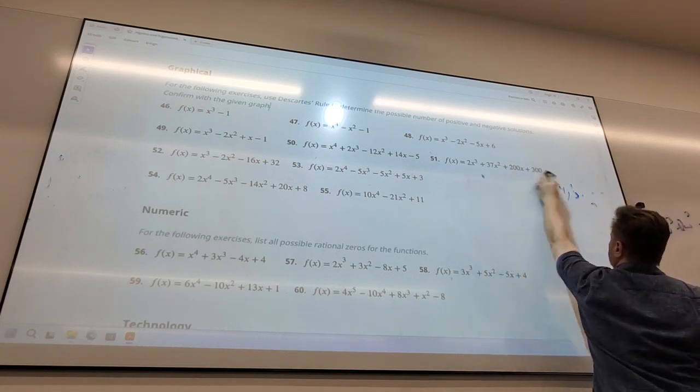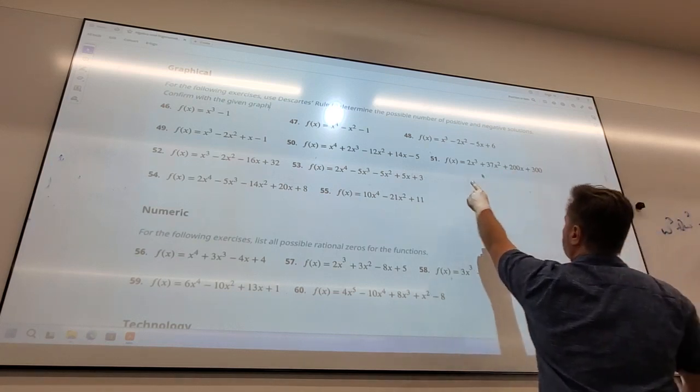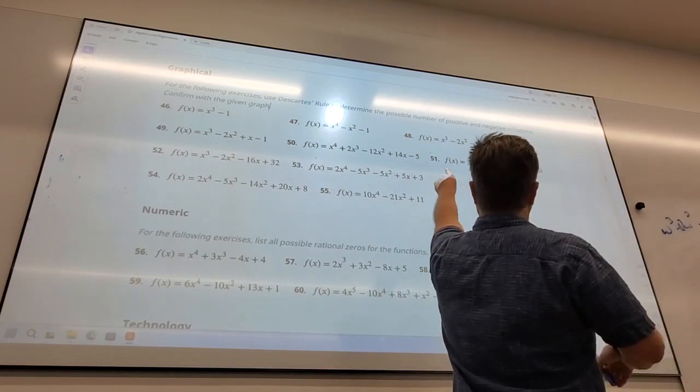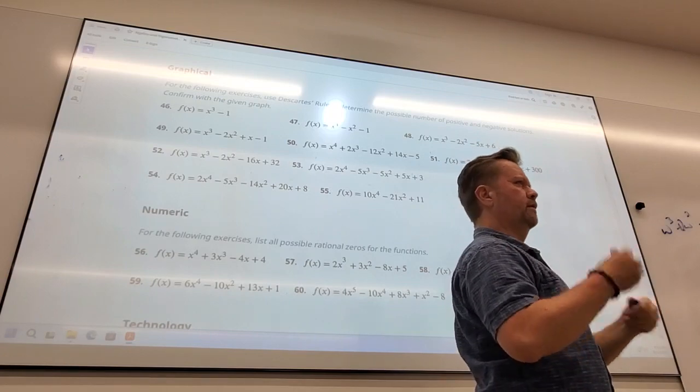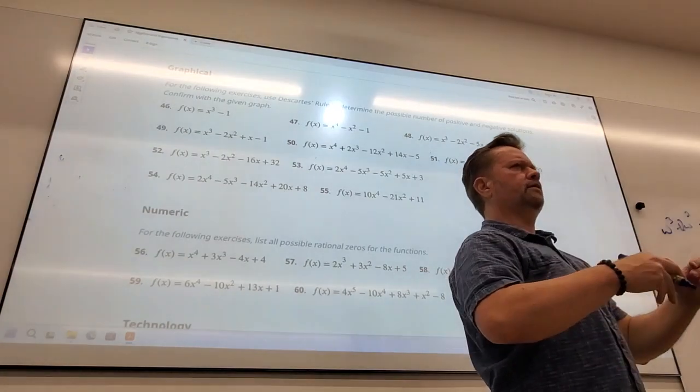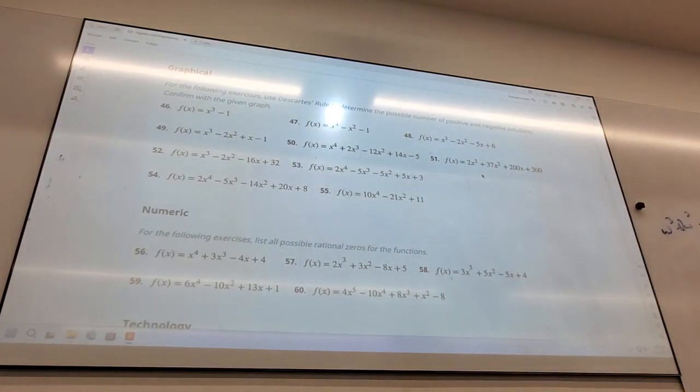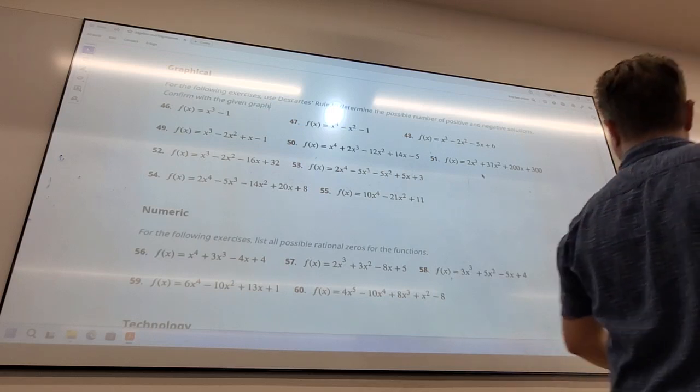Let's do another problem. Let's do 51 since it's right there. Why is 51 really nice for Descartes? What would he say about this? How do I investigate this in terms of Descartes' rule of signs? It's got all positive. Good. So what does that mean?